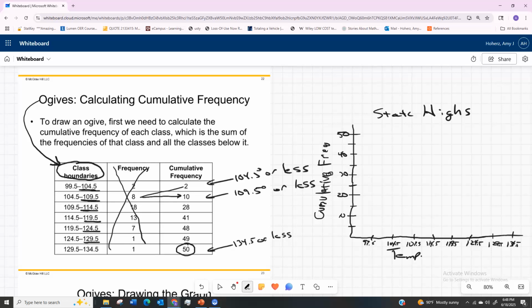So at 104.5, we're going to mark 2. So not at 99, but at 104.5. Remember, this is 5 and this is 10, so 2 is way down here. We're going to mark 10 at 109.5. At 114.5, we're going to mark 28. We accumulated 28 of the states that are 114.5 degrees or less. 41 that are 119.5 or less.